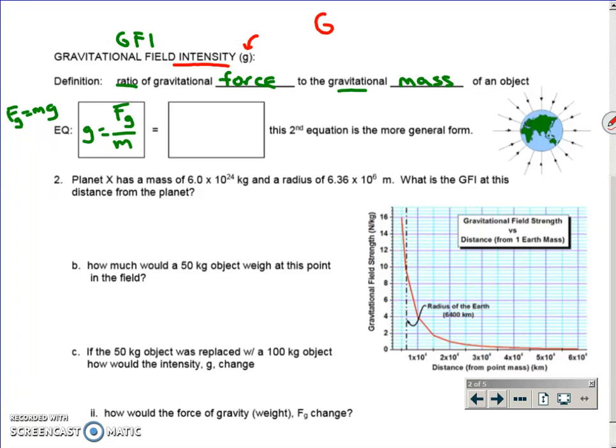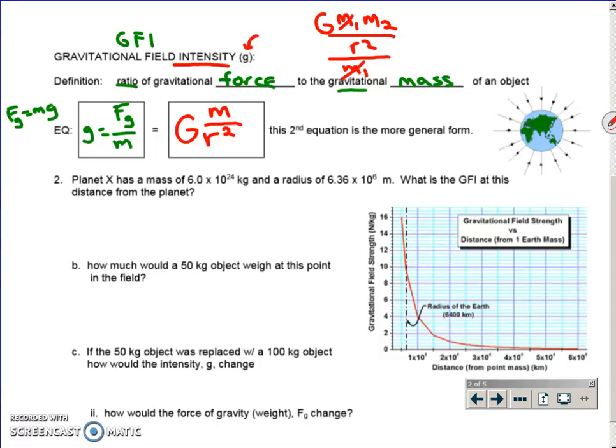F of g is really big G, mass of one object times the mass of another object divided by the distance squared. And if I take this mass, let's call that just one of the objects, we see that the mass cancels out. So the most generic way of calculating little g, the gravitational field intensity surrounding a planet, is take big G, the universal gravitational constant, times the mass of the planet in question, divided by how far away you are, or some object is, from that squared.